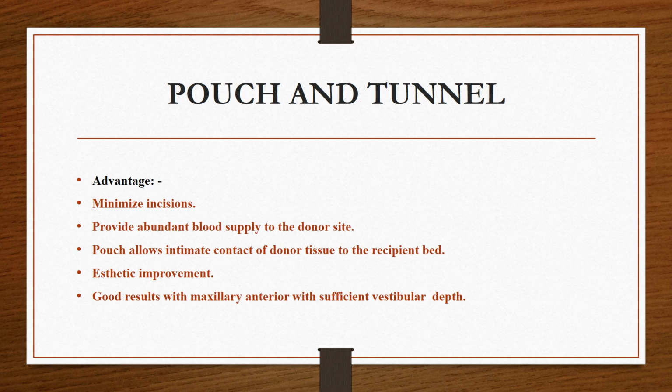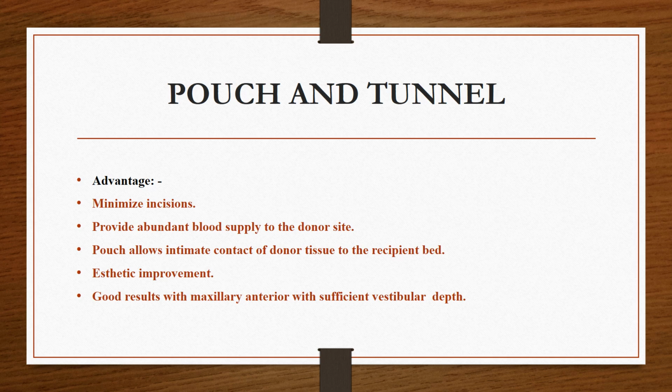What is the pouch and tunnel technique? As the name indicates, it is something like making a pocket inside and using a tunneling method. It is also referred to as the coronally advanced tunnel technique. The main advantage is to minimize incisions and provide an abundant supply to the donor side. The pouch allows intimate contact of the donor tissue to the recipient side.